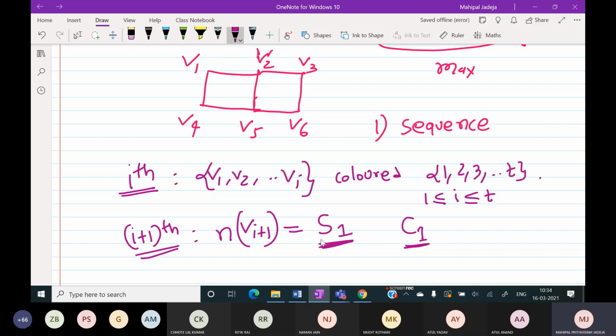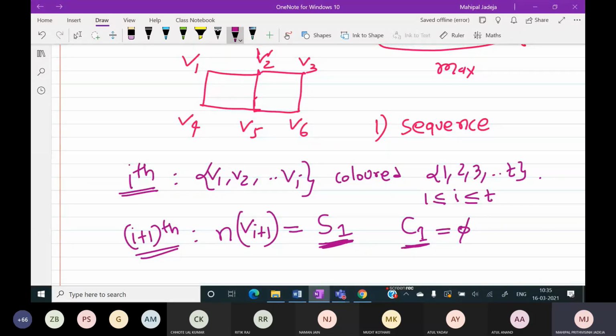Because neighbors may or may not have colors assigned to them. It depends upon the ordering. If colors are not assigned, then this particular set will be the empty set. And if colors are assigned, then it will be some numbers from 1 to t, anything between 1 to t, right? It depends upon the sequence which we are considering, right? So in its neighbor set there are the elements S1, and corresponding to S1 we have a color set C1.